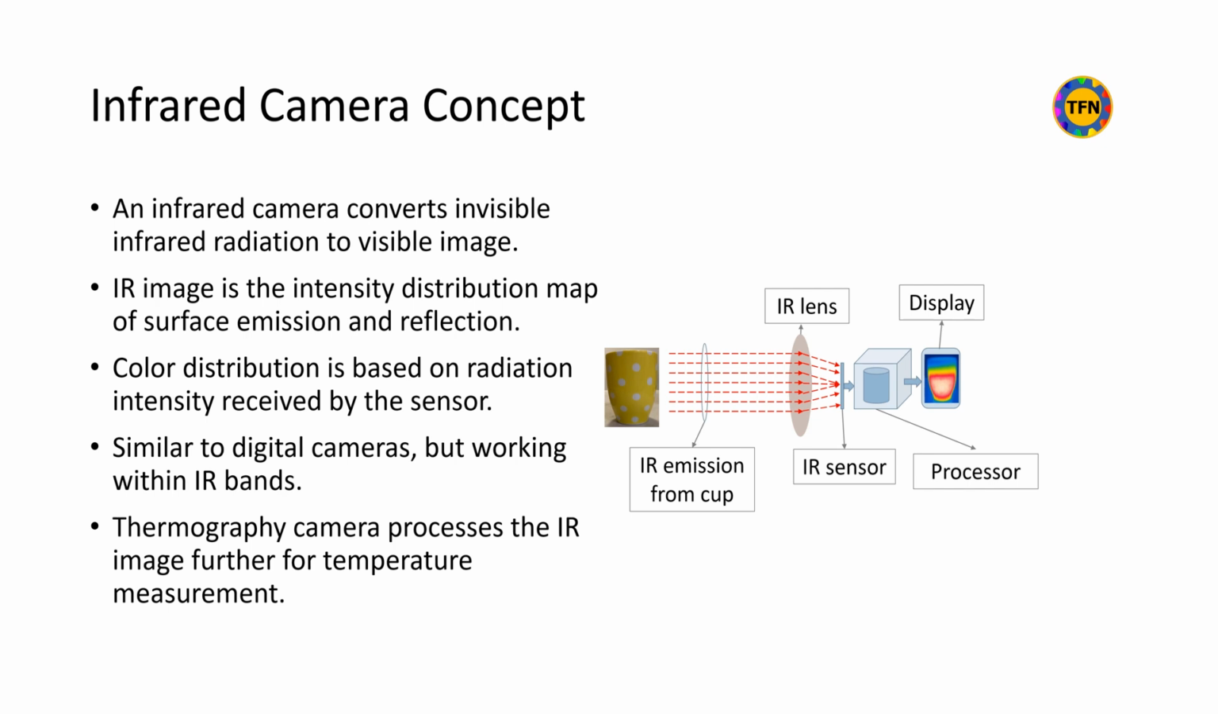Visual cameras create replica images of objects as we see. Infrared cameras create visible image by mapping invisible infrared radiation intensity emitted by objects. Color images are created by adding different sets of colors to represent different intensity level.